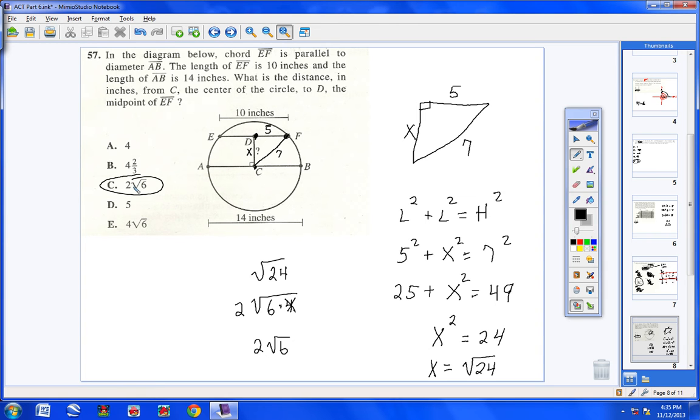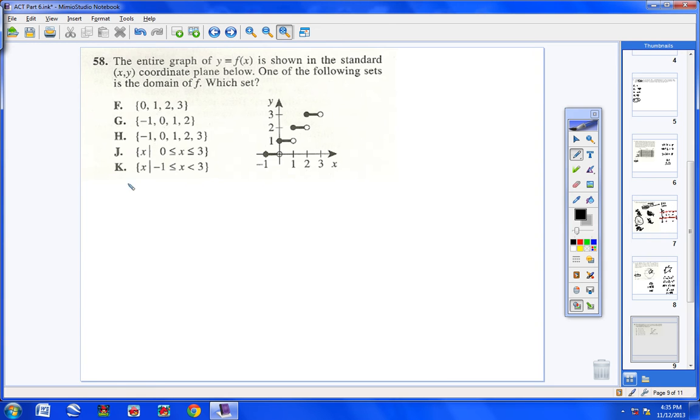A very good problem. Okay, let's move on to number 58. This one's pretty simple. It'll be pretty fast. The entire graph is shown below. One of the following sets is the domain of f. Now please remember this. They're testing your ability here.